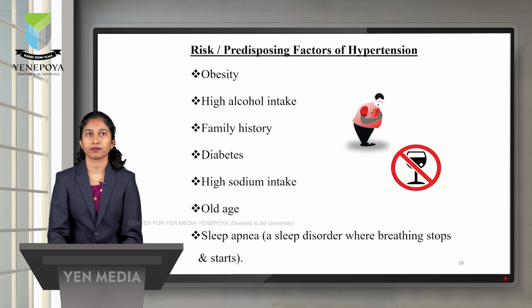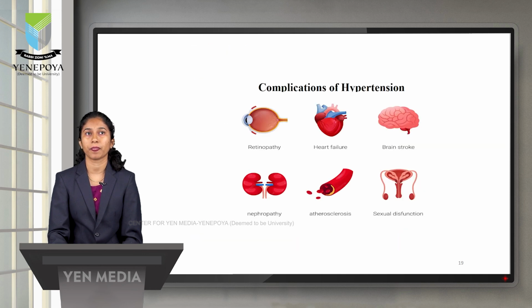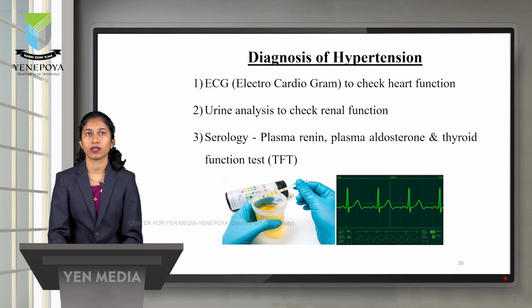blood pressure. Risk or predisposing factors of hypertension are obesity, high alcohol intake, family history, diabetes, high sodium intake, old age and sleep apnea. Complications of hypertension include retinopathy, that is vision problems, heart failure, brain stroke, nephropathy, that is kidney damage, atherosclerosis and sexual dysfunction.